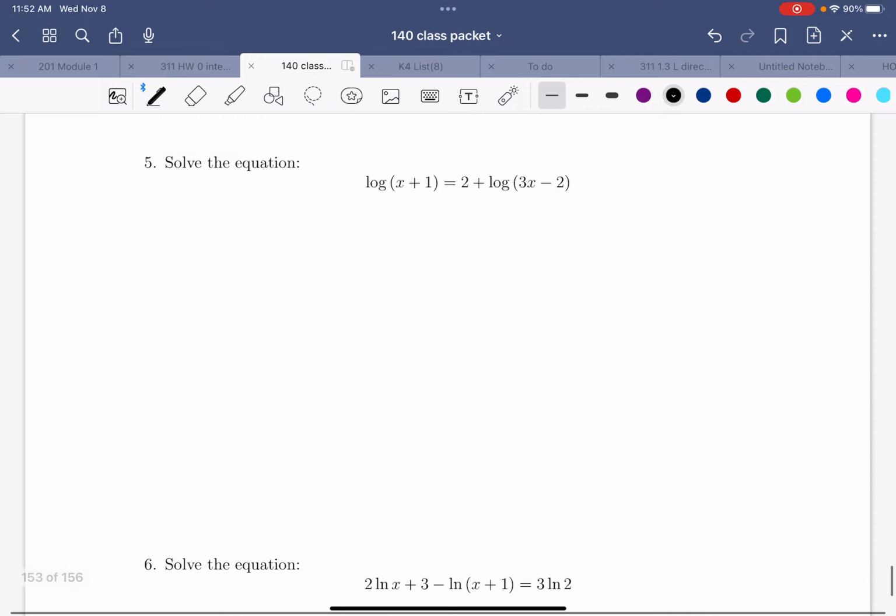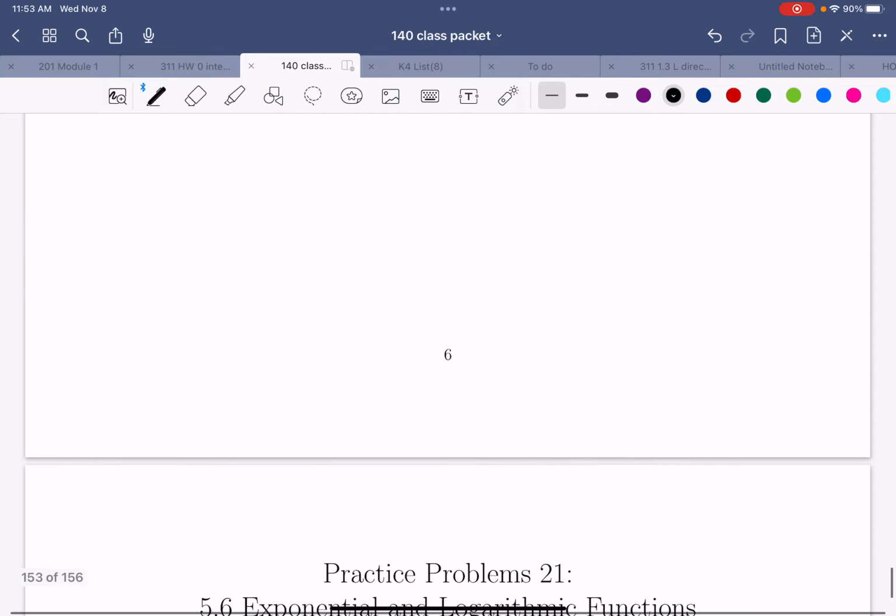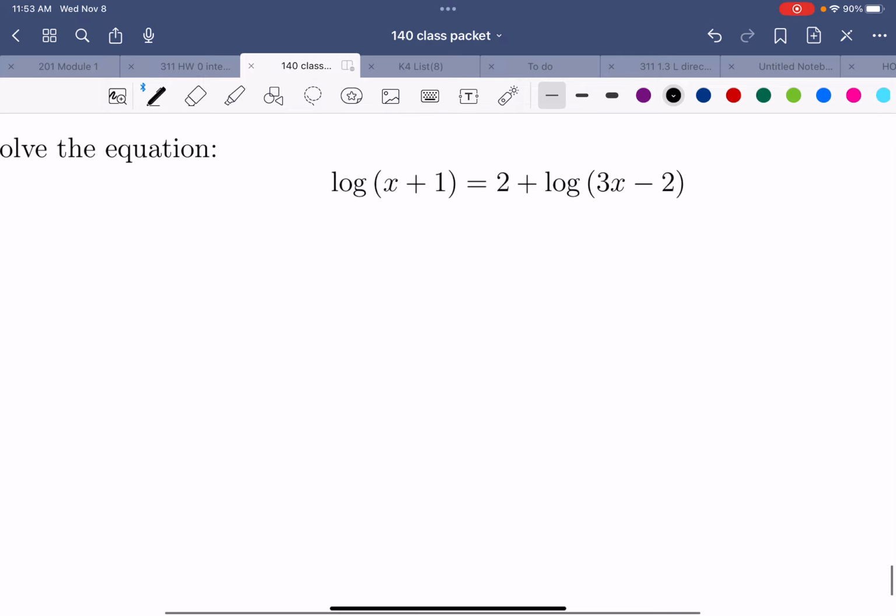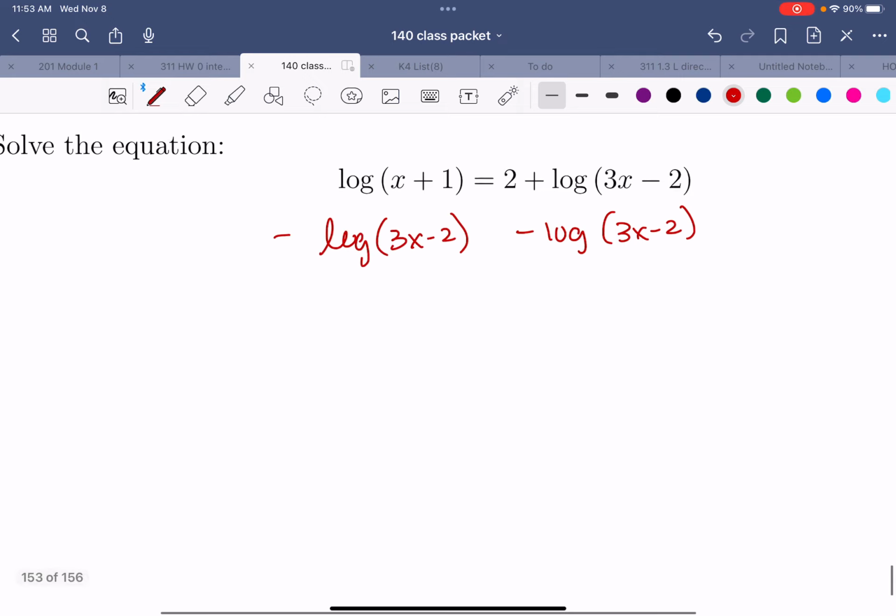All right, last two logarithm equations that we're going to solve. Okay, so again, idea here is to collect your logarithms. So subtract this log from both sides. So we have the log of, now you're subtracting two logs, so the one that's positive goes on top, the one that's negative goes on the bottom, and we just have a 2 left over here.